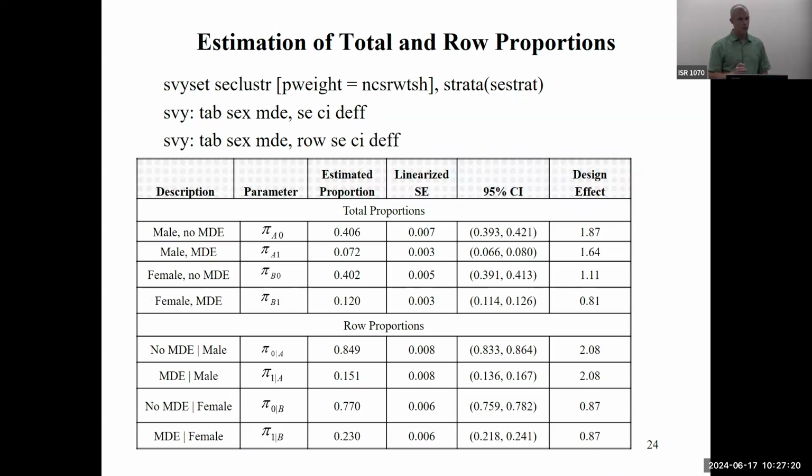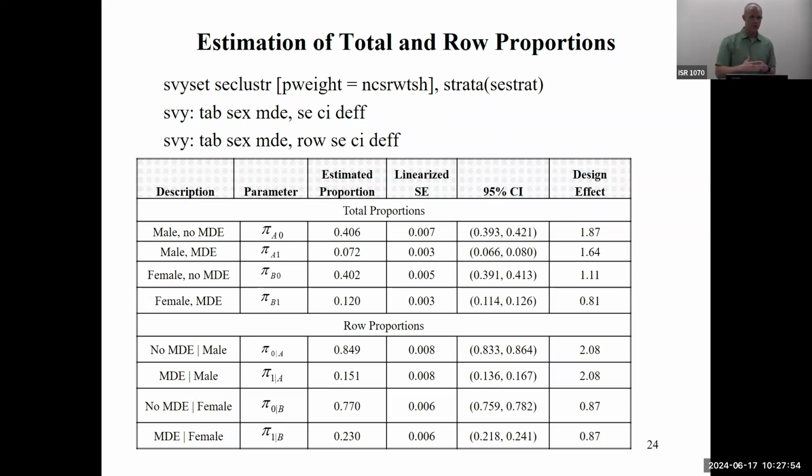Notice that 15.1% is very different from 7.2%. Those are very different quantities. In one case, we're conditioning on being a male and asking what's the distribution of MDE. In the other case, we're just reporting the total proportion of the population that falls into a particular cell. They're very different, and we don't want to get those confused. So to answer our research question, we estimate that 15.1% of males have ever had a major depressive episode. Let's look at females.